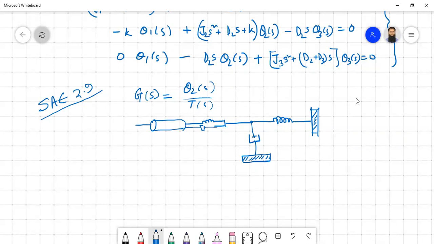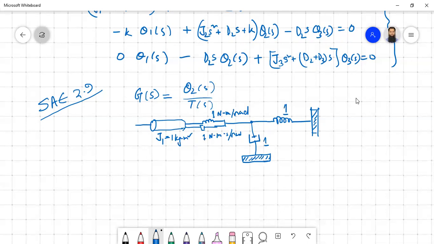Now look here. We have all the magnitudes: J1 is given as a real parameter, 1 kg meter square. Then the spring constant is given as 1 Newton meter per radian. This one is also given as 1 Newton meter second per radian. And all of them are having the quantity 1.